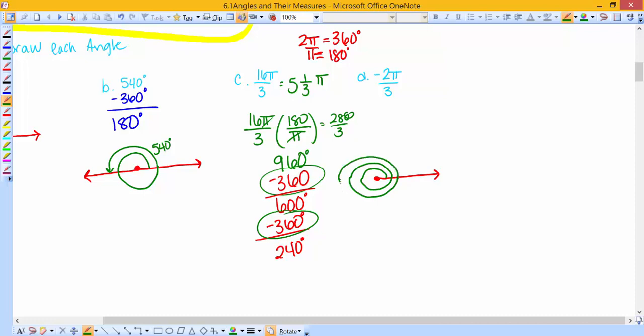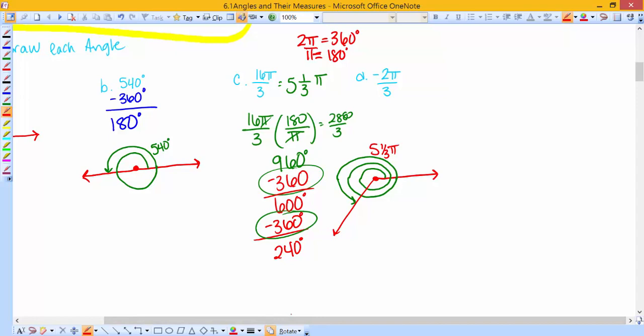Now I just need 1/3, so it's just a little bit more. And then I end up at pretty much the exact same spot as the 240. Your drawing just might be off a little bit. But this is 5 1/3 pi, or 16 pi over 3.